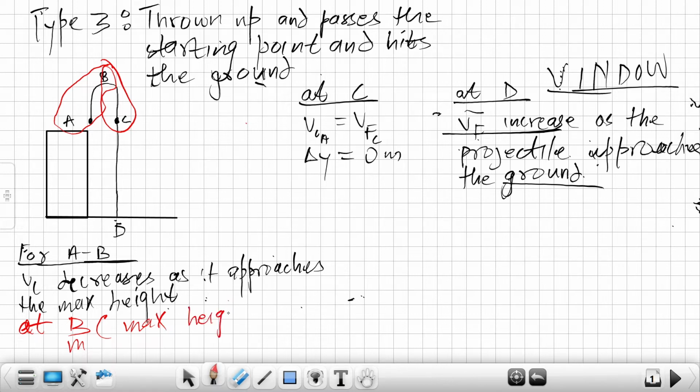So if it's our maximum height, then we know that V is equal to 0 meters per second. Kindly check that I am saying V, I am not saying V initial or V final, because it will depend now on which path you are looking at. If I'm looking at A to B, then V_f at B will be my final velocity.